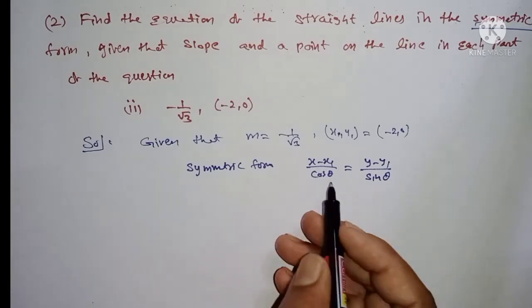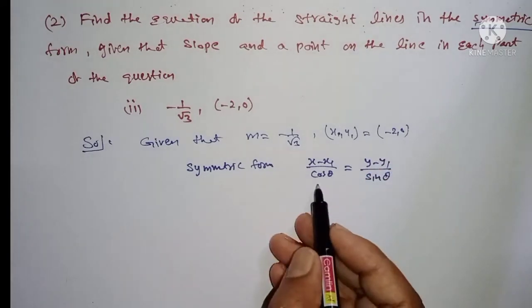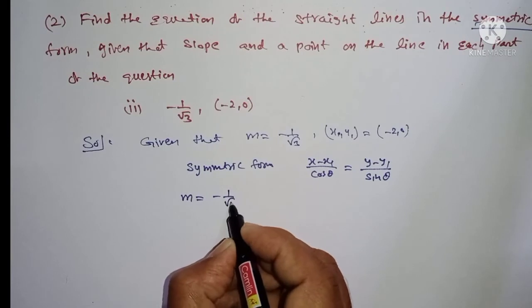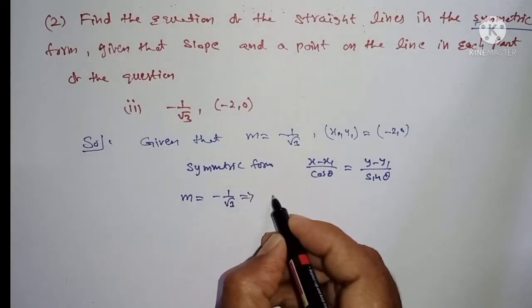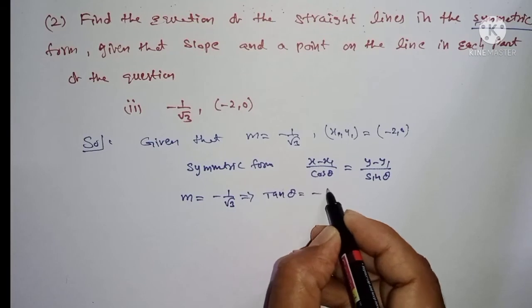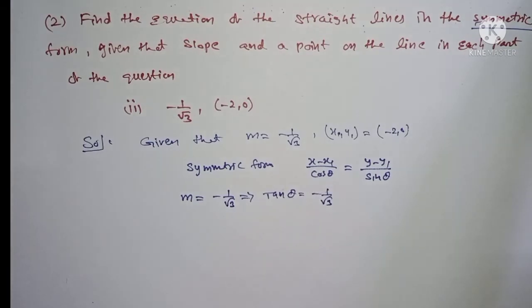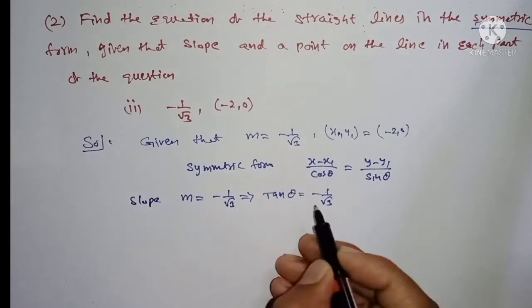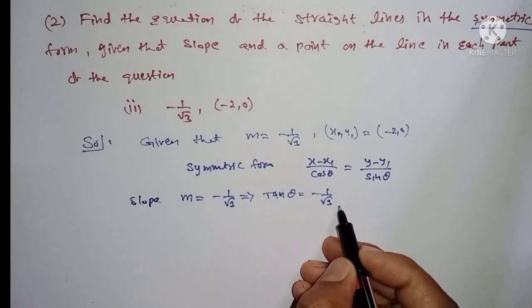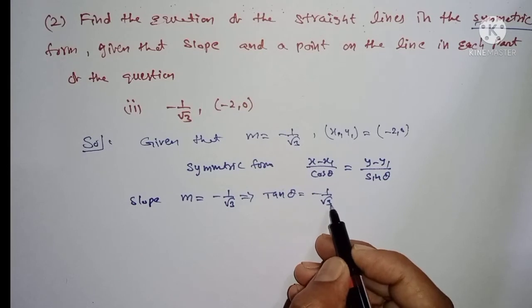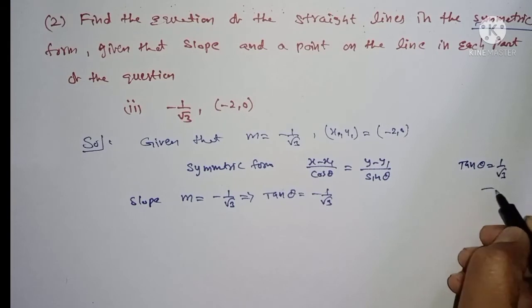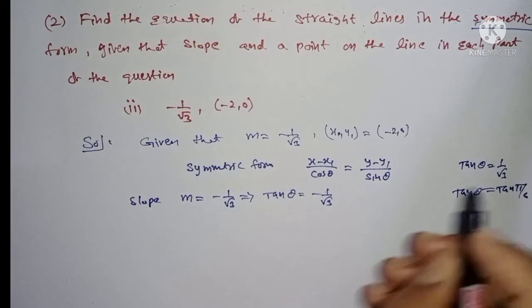How can you find it here? Observe here, x1, y1 is already given. Therefore you can find theta: m is given as minus 1 by root 3, as previously. Therefore tan theta is equal to minus, the slope. This slope is m, which is equal to tan theta is equal to minus 1 by root 3. Here also, when 1 by root 3 occurs in tan, tan theta is equal to 1 by root 3, that is tan theta is equal to tan pi by 6, 30 degrees.